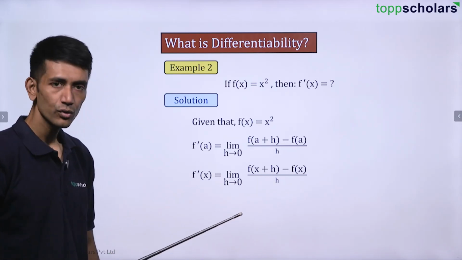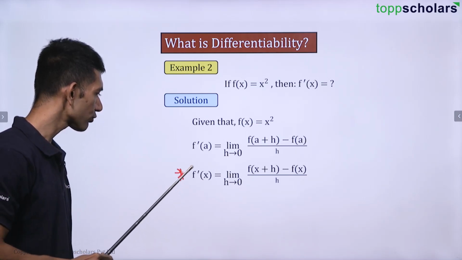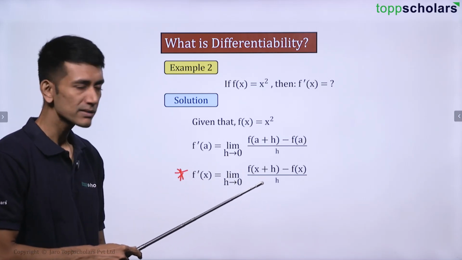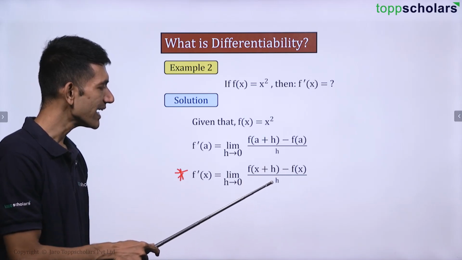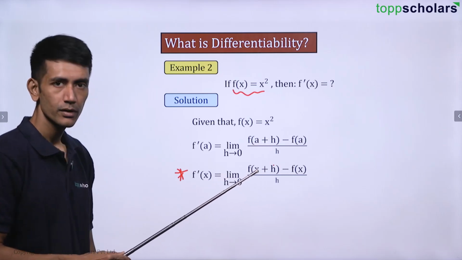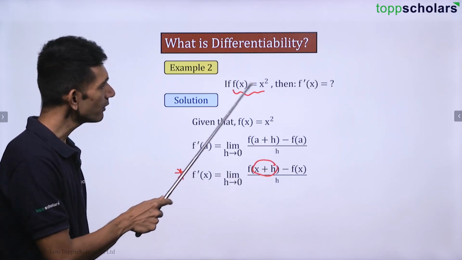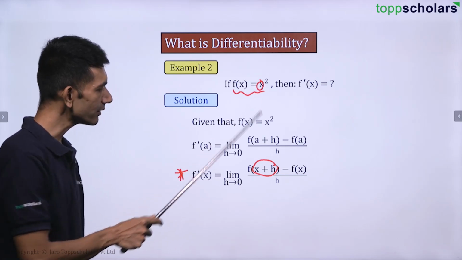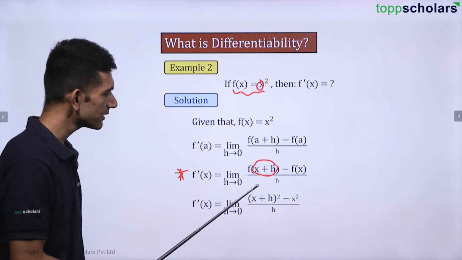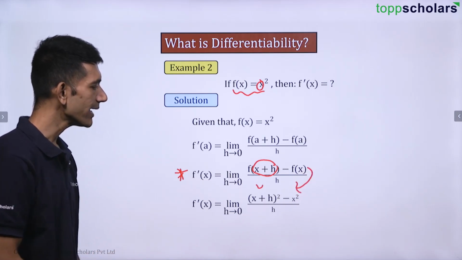f dash of x is equal to what? Limit h tends to 0. This we already know. Please make a note of this formula. This is also called as first principle. f(x plus h) minus f(x) by h. Now see, f(x) is already given, x square. Then what will be f(x plus h)? It will be (x plus h) the whole square, isn't it? So we'll have (x plus h) the whole square minus f(x), f(x) is already x square here, by h.